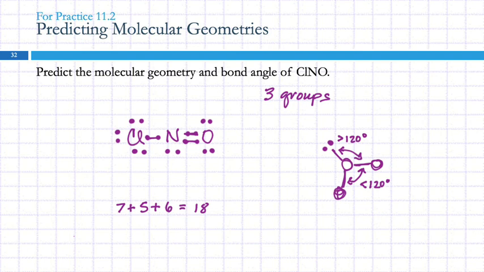What is the name of this shape? The molecular geometry. Bent. The molecular geometry is bent. Because the lone pair is invisible.